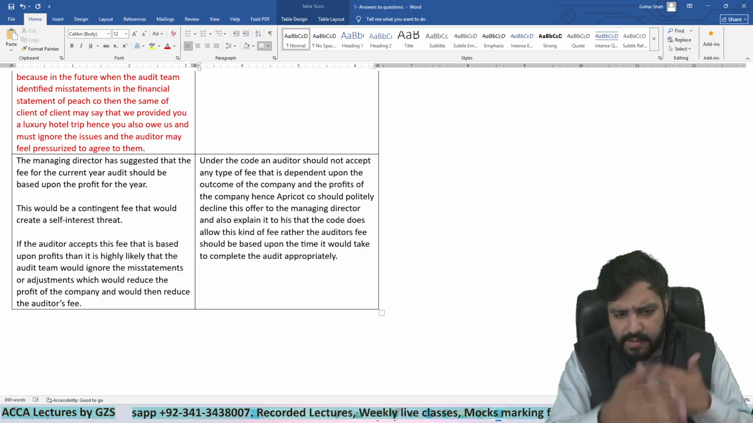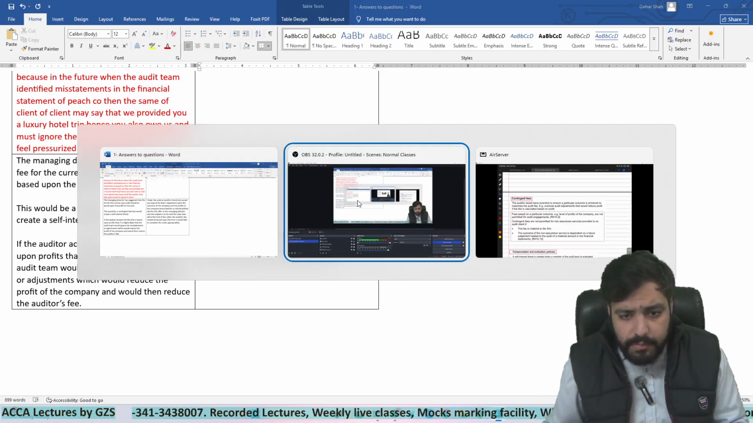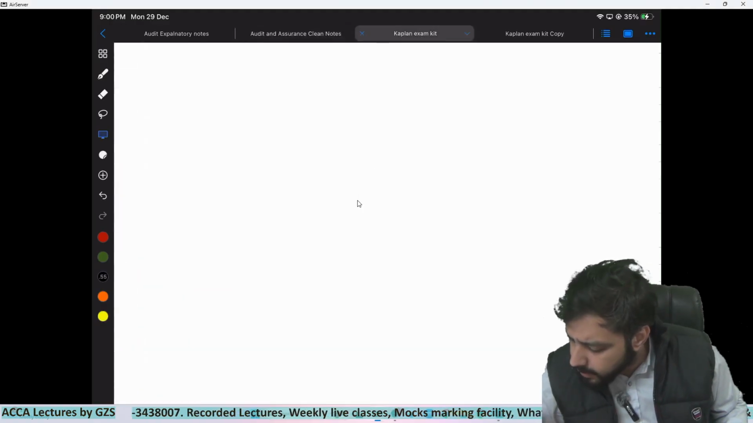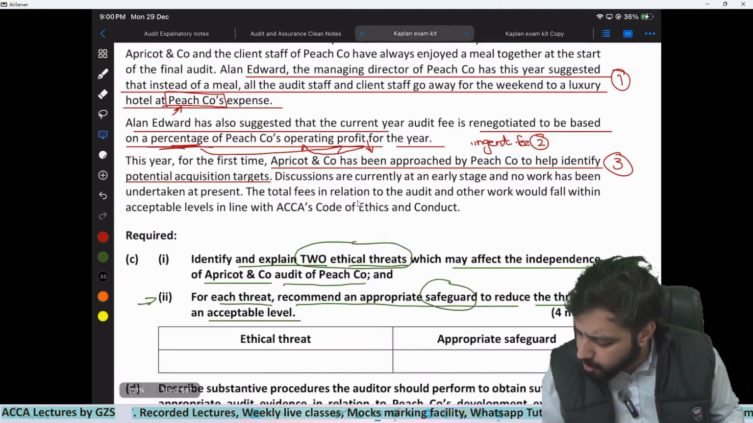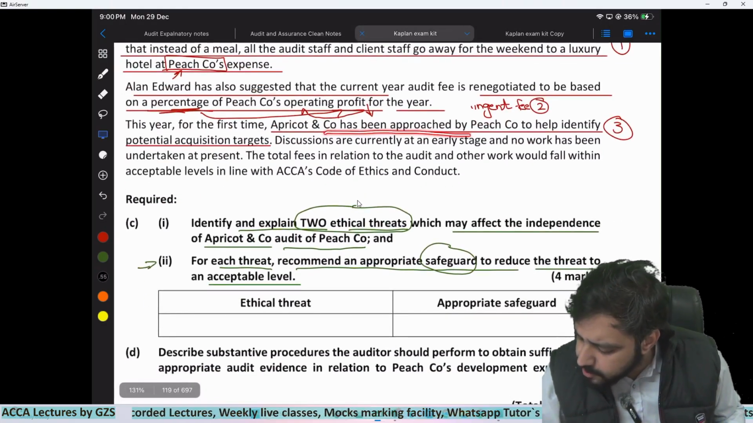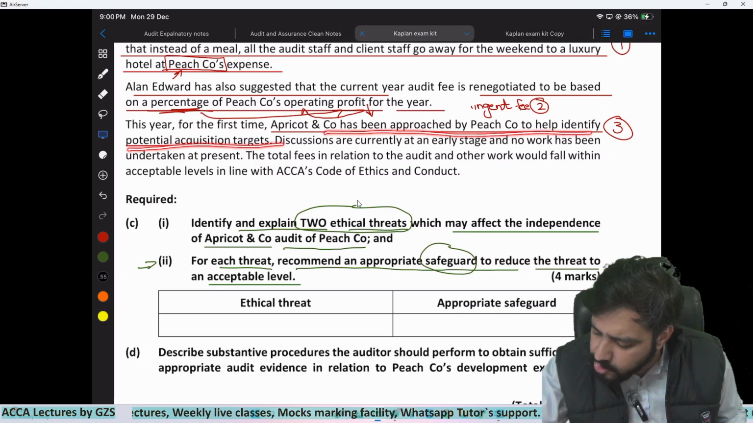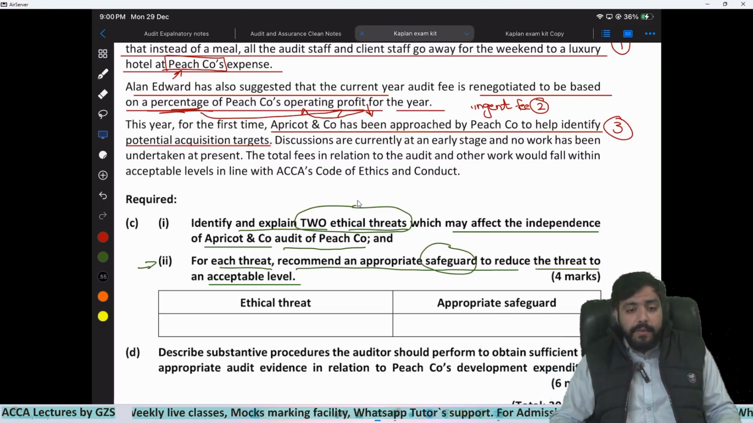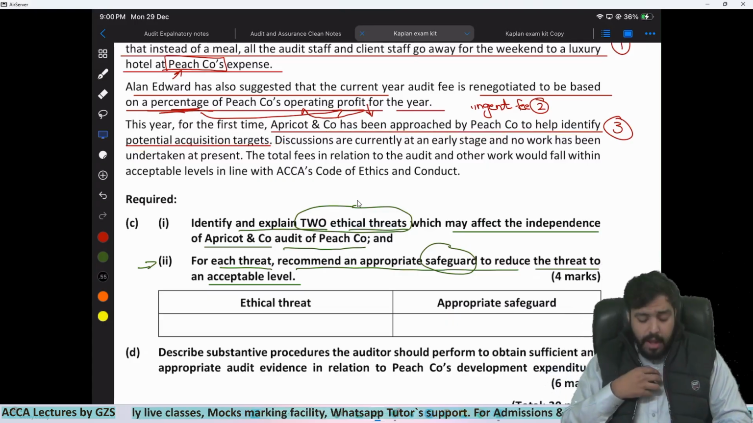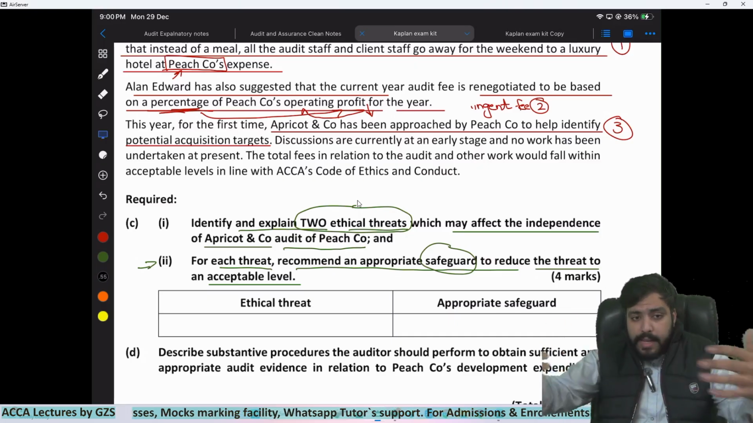And by the way, within this safeguard and within this threat, there was nothing extra that could have been written down. Coming towards the exam kit now. Within the exam kit, the next thing that we identified was Apricot Corporation has been approached by Peach Corporation to identify potential acquisition targets. Now, because of this, I said that two types of threats would be created. First of all, it would be an advocacy threat because you would be representing the client in front of the potential companies that they could acquire.